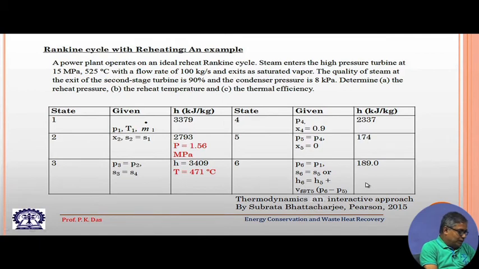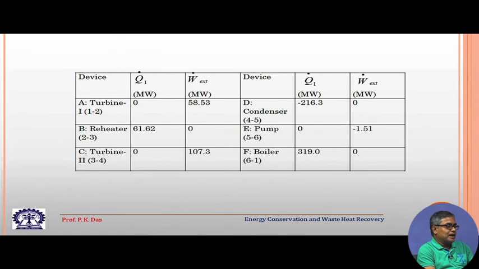So, with this, if we proceed towards the next phase of calculation, then we have written different kinds of devices here. Device A, turbine. In the turbine, turbine 1, that is the high pressure turbine, the process is 1 to 2. There is no heat transfer, assuming that it is insulated. We have got this much of work, and then we have got the reheater.